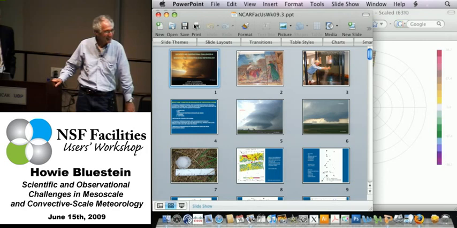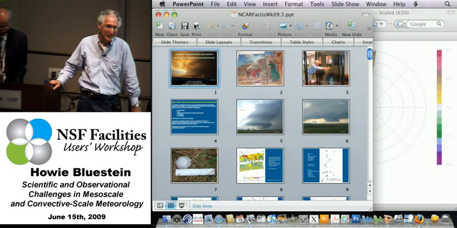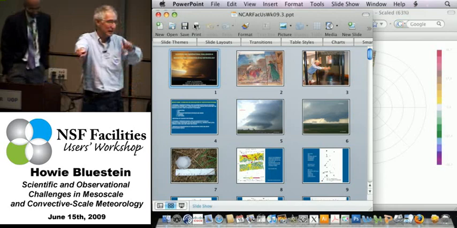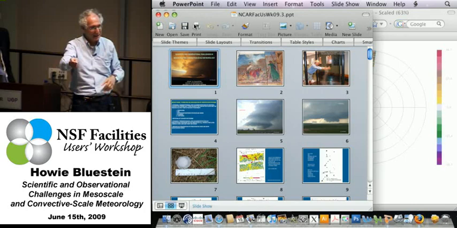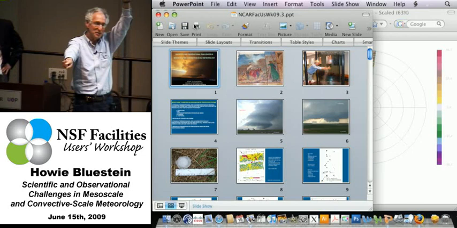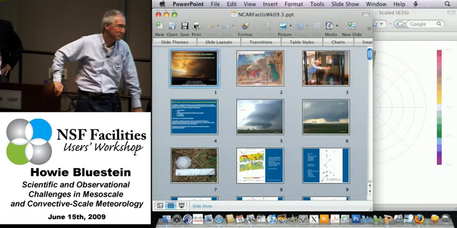You could use a spaced antenna and aim it horizontally and get the vertical beam from the orthogonal. You can take a spaced antenna and you can point it horizontally and get the vertical velocity. But then again, you still have the problem of separating hydrometeor fall velocity from the air motion. That's a challenge.